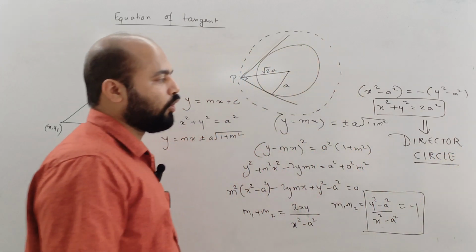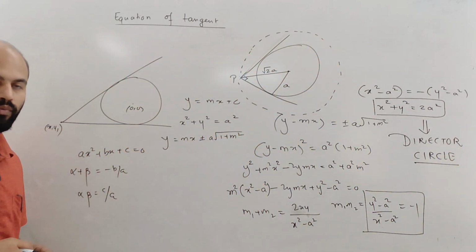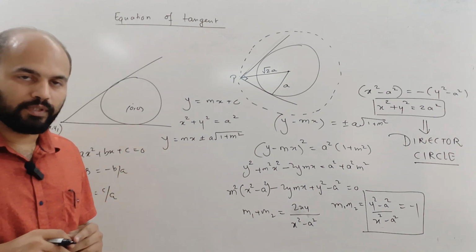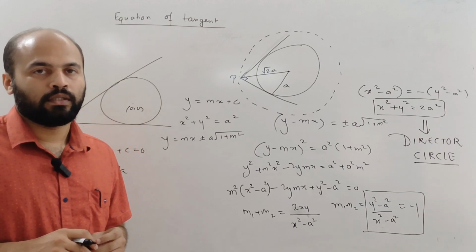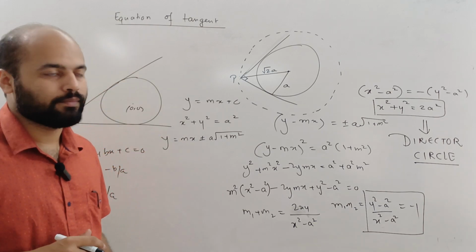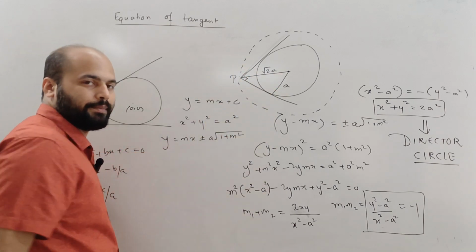So this term is going to come often. You can remember this from here onwards as if we have a circle x square plus y square equals to a square, then its director circle equation is given as x square plus y square equals to 2a square. And this radius is root 2a.